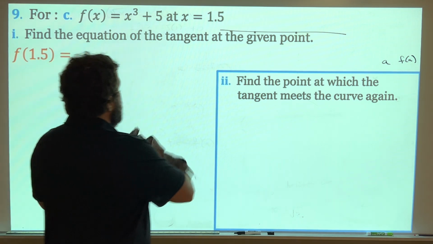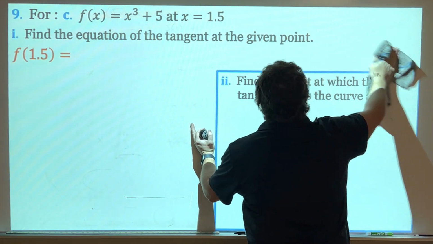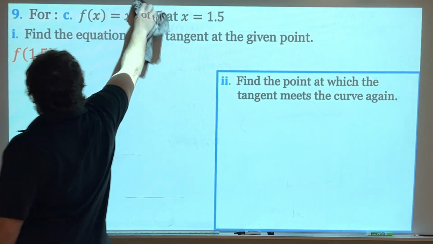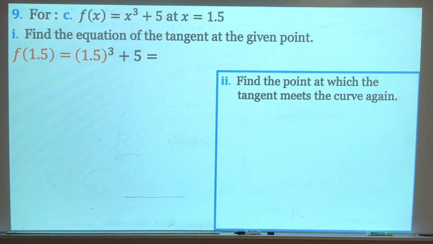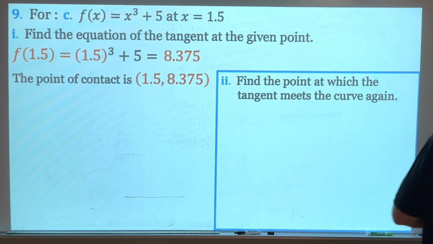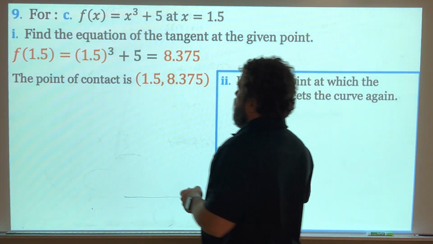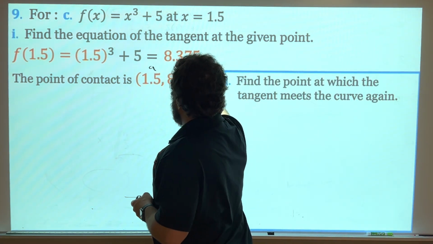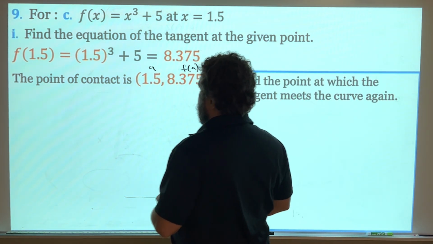F of 1.5, I take the 1.5 and I'm going to plug it into the original equation. 1.5 cubed plus 5 is approximately 8 and 3/8. All right. My point of contact is 1.5, which is A, 8 and 3/8, which is f of A.